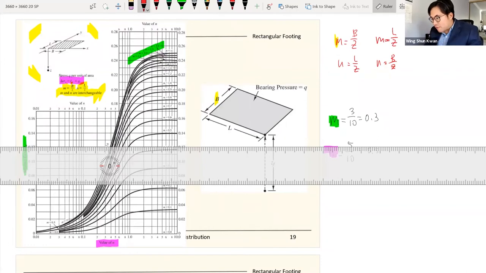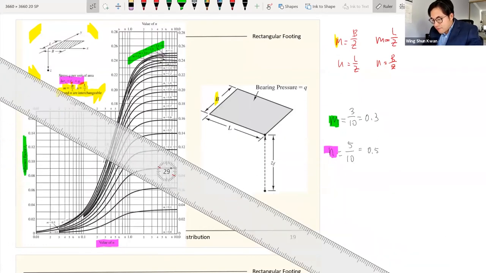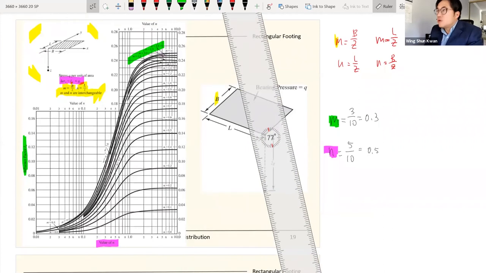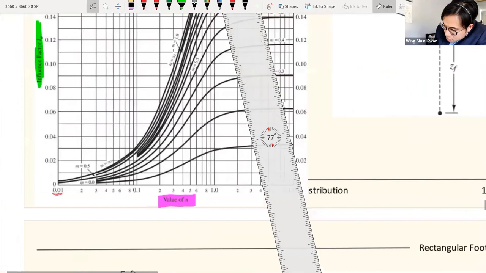Let's start with N first. N is 0.5. And you need to know how to read this log scale. On the x-axis, we have 0.01 to start with, and then the next one is 0.02.